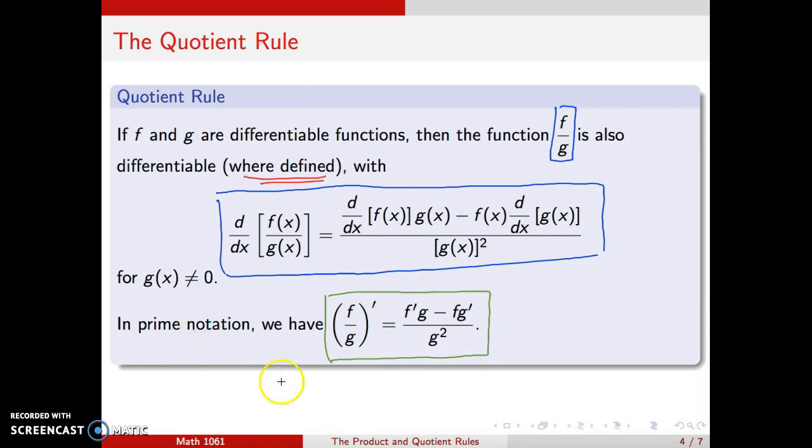In that prime notation that we also often use, we'd have f divided by g. That function, its derivative is f prime times g minus f times g prime. Again, exactly what we have up here, just with that slightly different notation. And then, of course, divided by g squared.